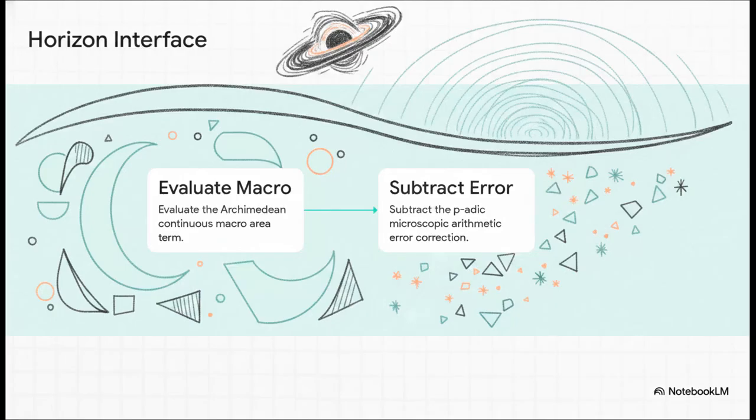So, what we are essentially doing here is a two-step process across the horizon interface. First, we evaluate the Archimedean continuous macro area term, what we typically think of as the smooth geometry of the horizon. Second, we subtract the p-adic microscopic arithmetic error correction. We always assumed subleading corrections to black holes were just these vague quantum loops, but this proves they are exact arithmetic invariants driven entirely by prime numbers.